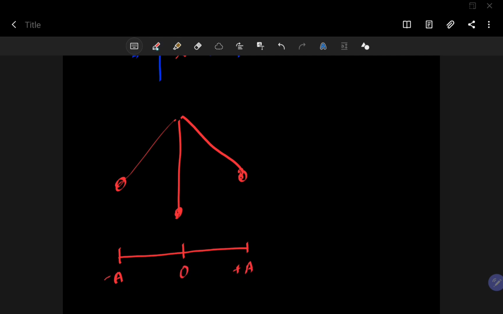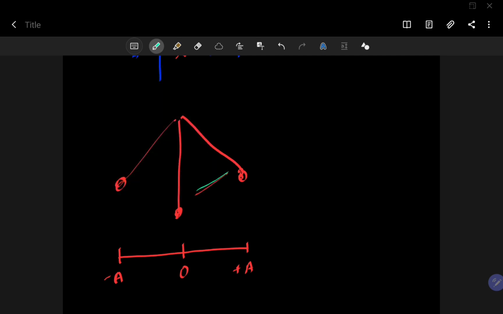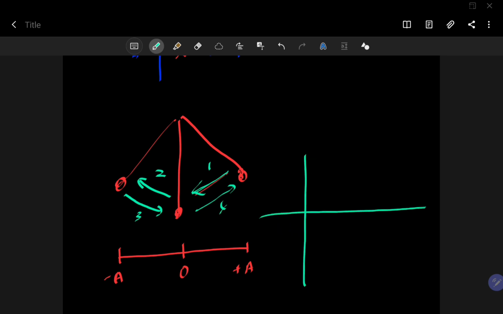The object starts from the positive amplitude. So first motion, and I need to change the color. Okay, this is the first motion, and then second motion, third motion, and the fourth one. Alright, so according to the situation, what happened? Okay, so this is y, and this is t. So this is period, half period, quarter period, and 3/4 period. So this is amplitude and negative amplitude.